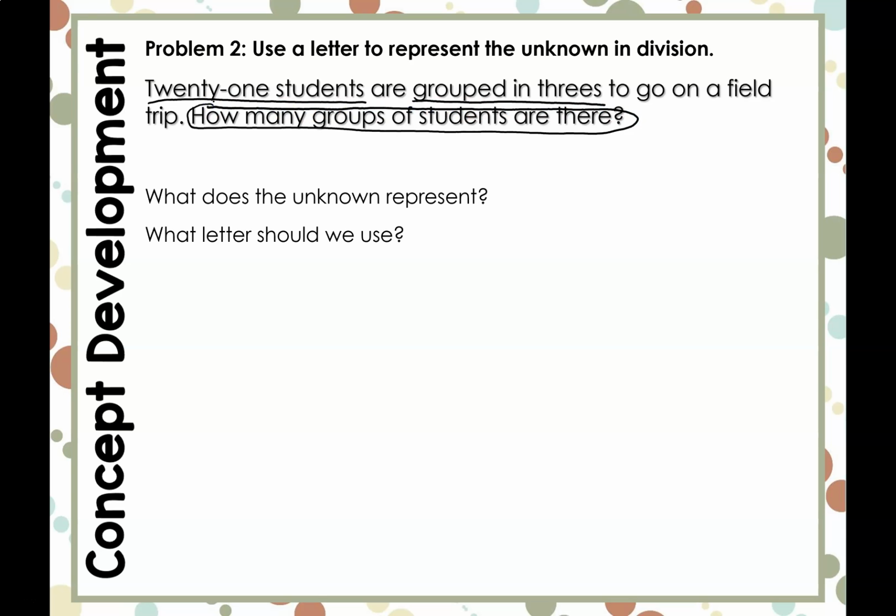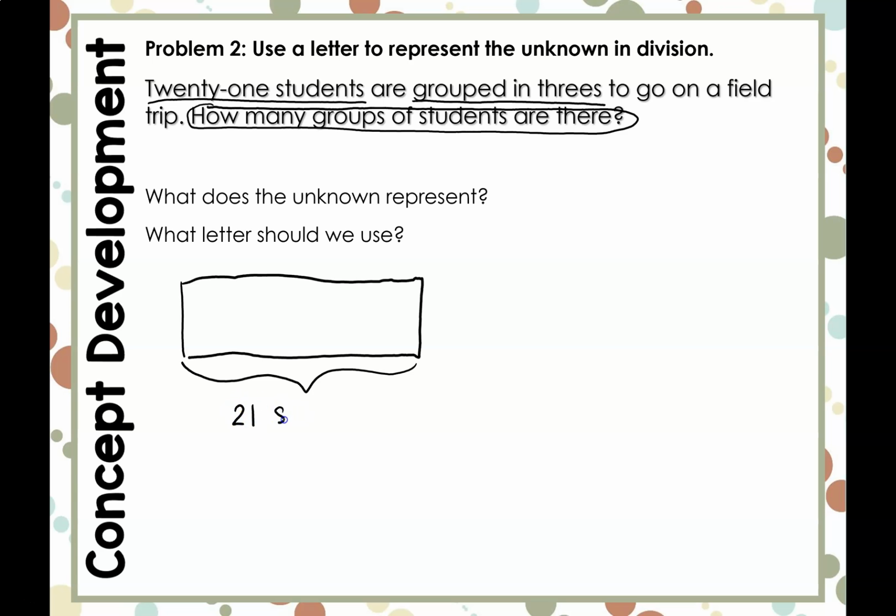Okay, so we're going to break that down. Let's go ahead and draw our tape diagram. Okay, so our total is the biggest number, which is 21. 21 students. So we have 21 students, and we know that they're grouped into 3s. Okay, so here's a box of 3 to represent 3 students in one group.